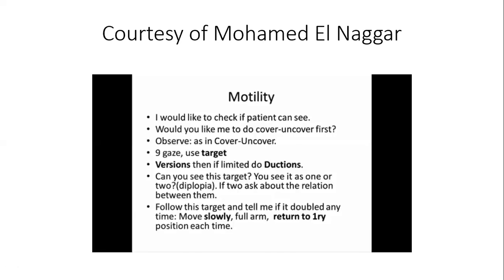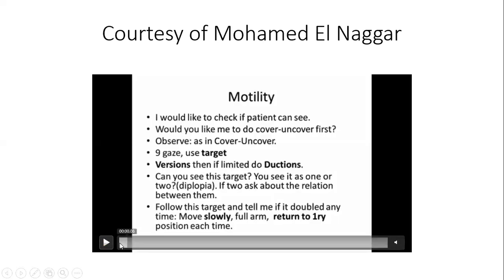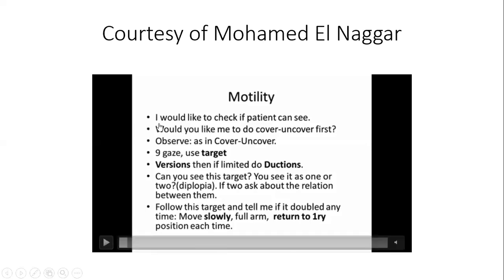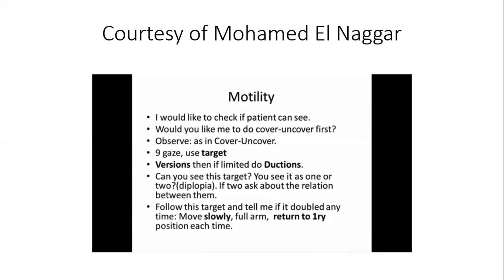So here, as I mentioned, if the examiner tells you to do the extraocular motility, then you will ask, I would like to check if the patient can see. Then he will tell you about the visual acuity. Then you can ask the examiner, would you like me to do cover uncover first? Then observe, as in cover uncover, 9 gaze, use the target. Then you will go for vergences. Then if there is any limitation, you will go for ductions. And while doing the extraocular motility, you will ask the patient, can you see the target? Do you see it as 1 or 2? If 2, ask about the relation between them, whether the two targets are side by side or up and down.